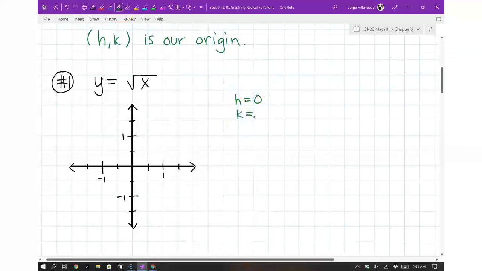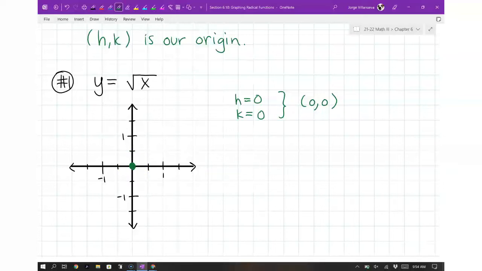Do you see a k value? A number on the outside that's adding or subtracting? No. That means k is 0. So my origin is hk, that's 0, 0. Okay? So here we go. 0, 0. I'm going to put a dot right there. Now all you got to do for me, guys, is give me one more point. Okay? One more point. I already got 0, 0, so let me do this.